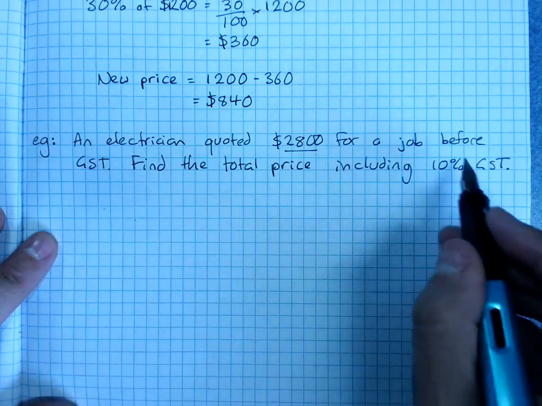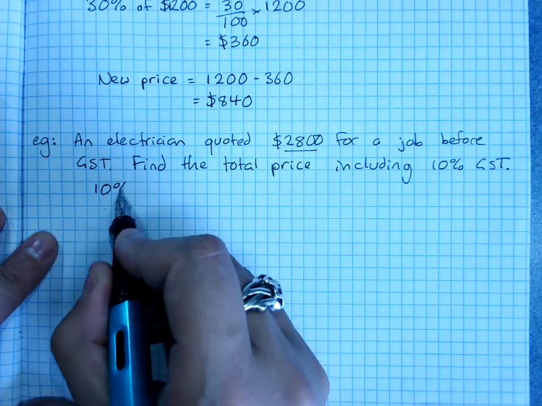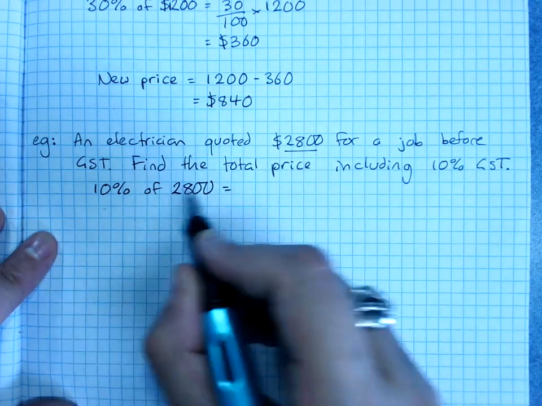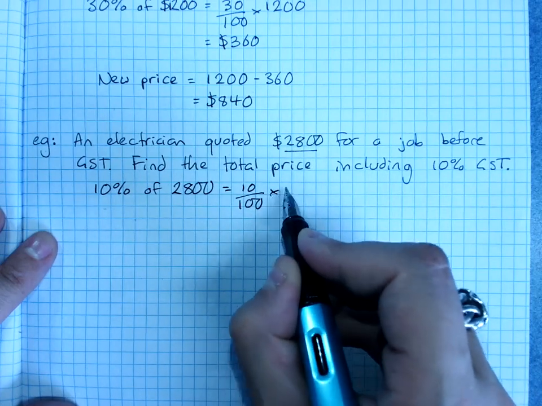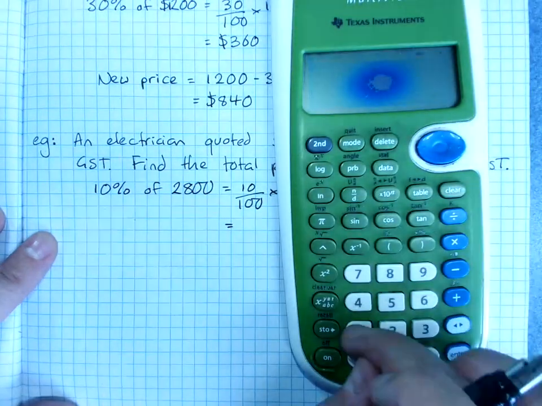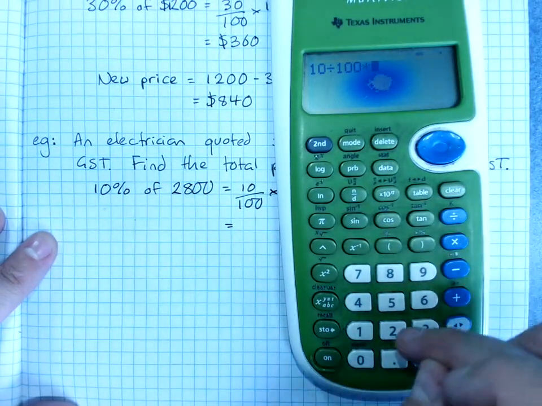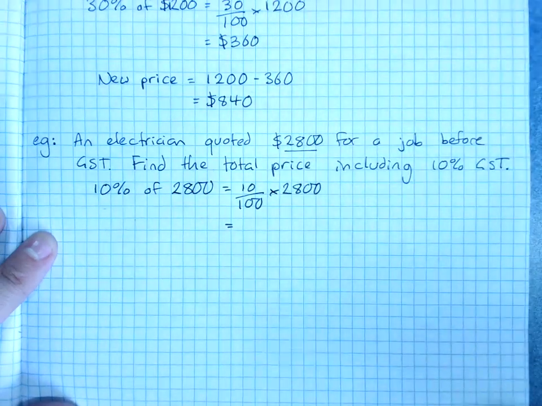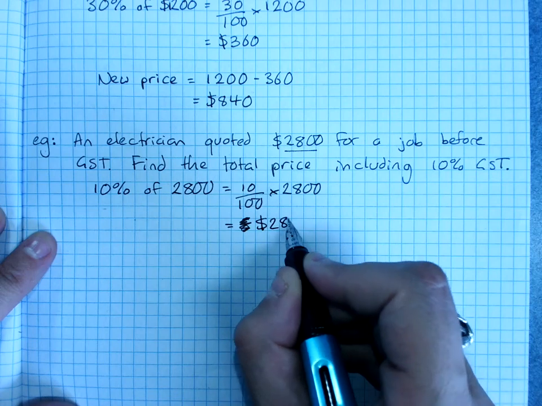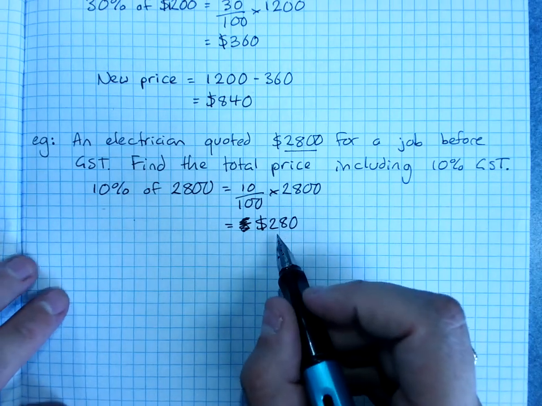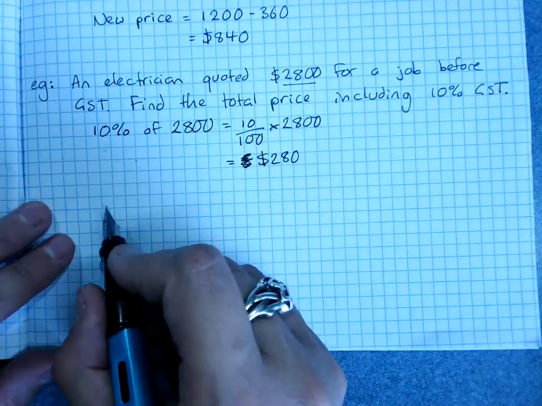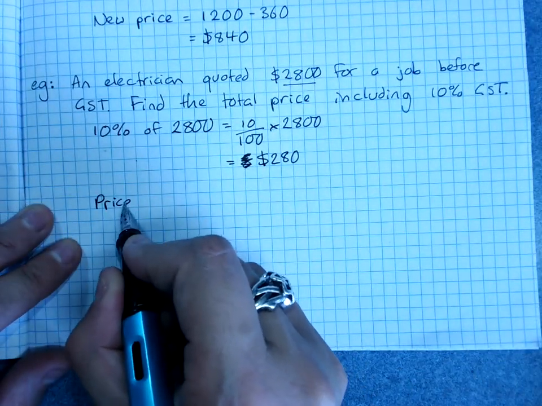So we find the percentage, 10% of the original amount. Write it correctly, 10 divided by 100 times 2,800. And do our maths. $280. So the GST component is $280, and that gets added on to the non-GST price.